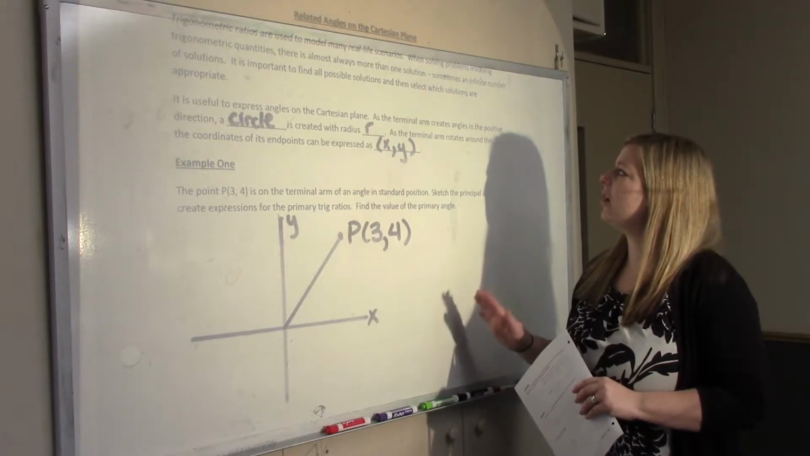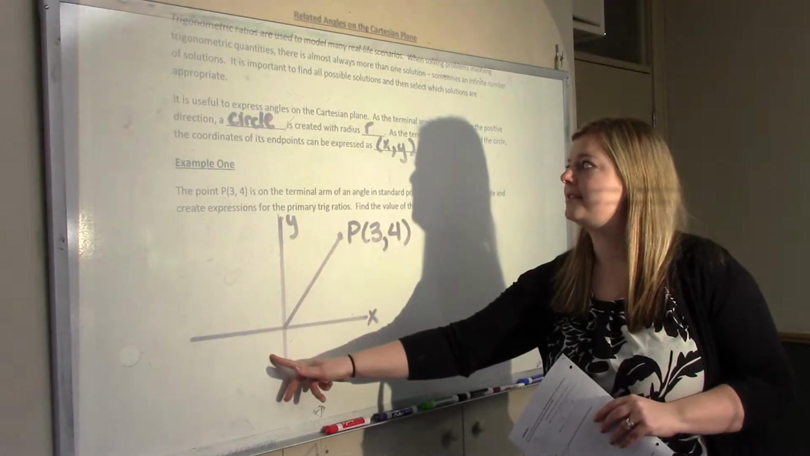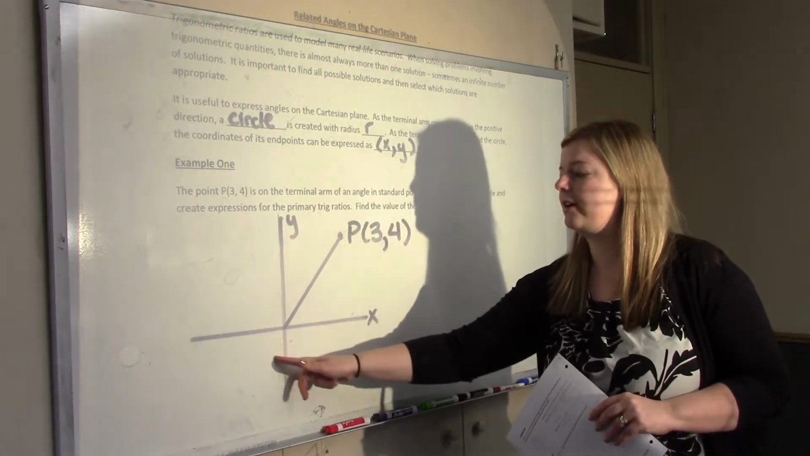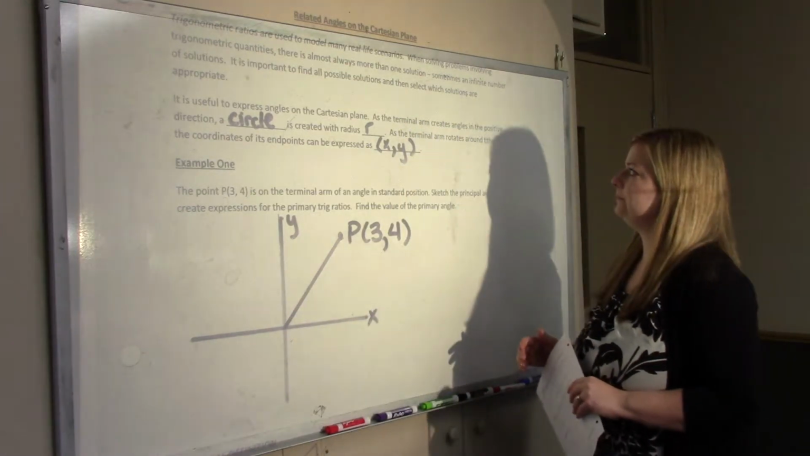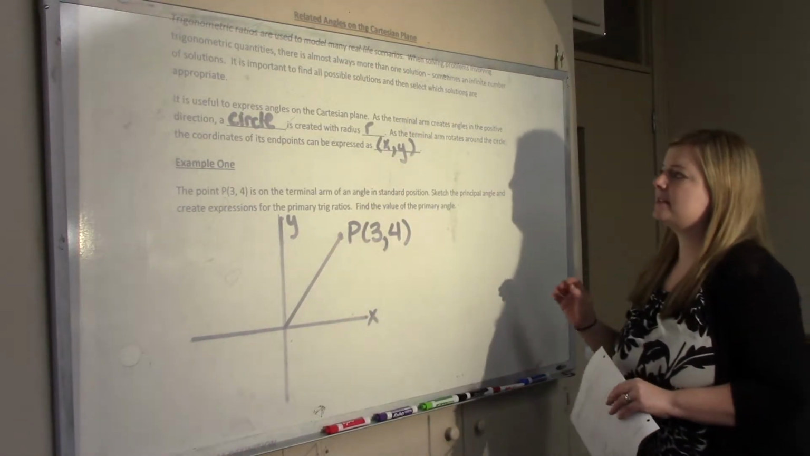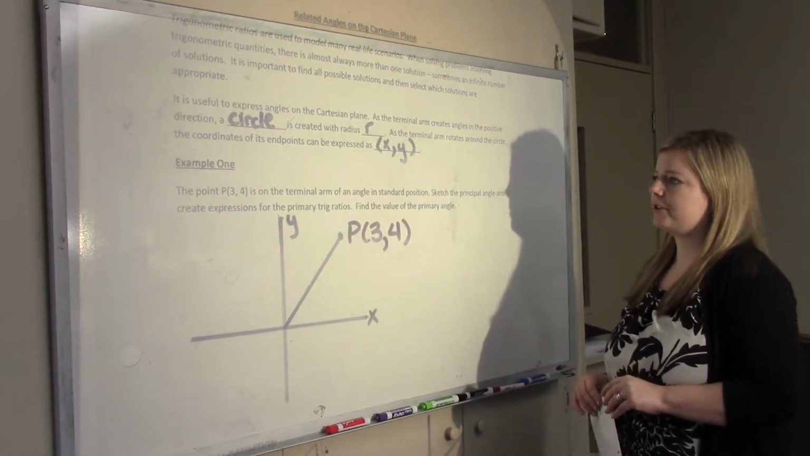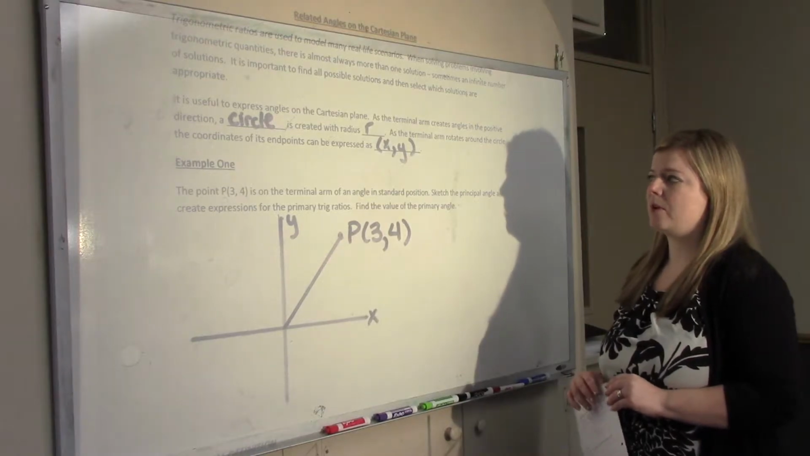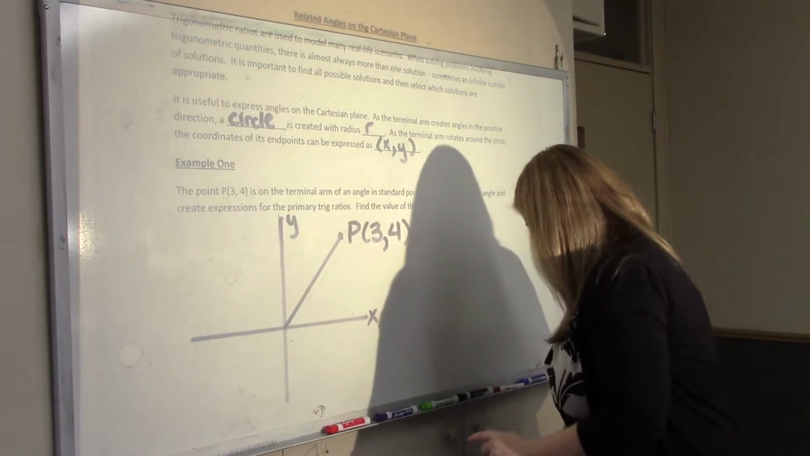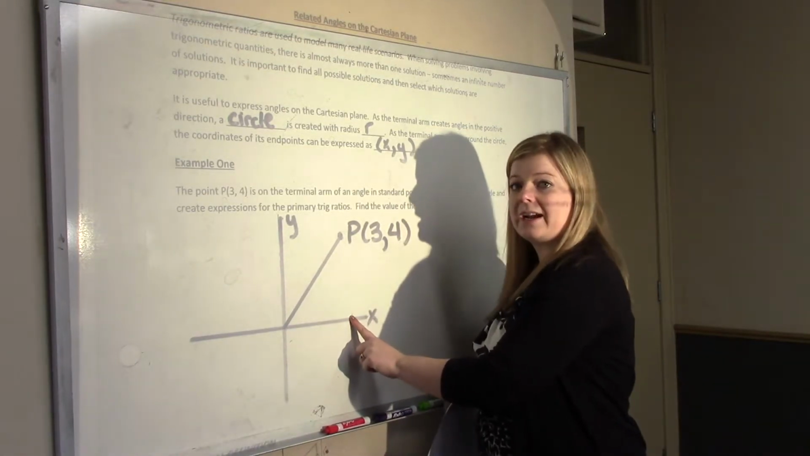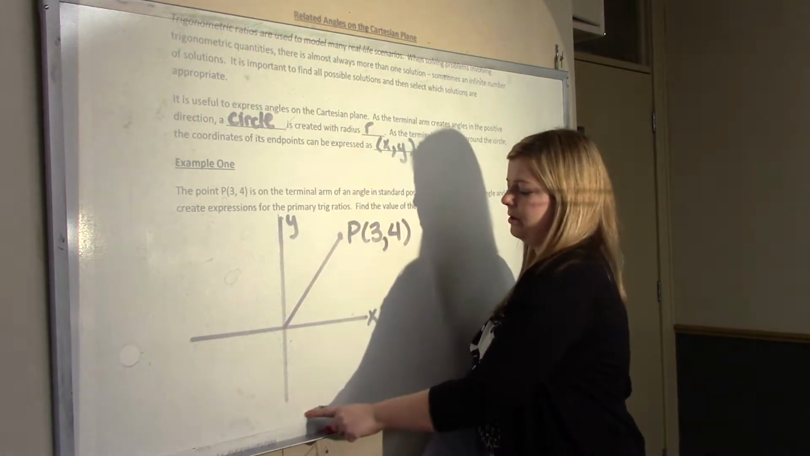It is useful to express angles on the Cartesian plane as the terminal arm creates angles in the positive direction. This way, a circle is created. So as you're going around like this, a circle is created by those angles. It has a radius that we'll label r. As the terminal arm rotates around the circle, the coordinates of its endpoint can be expressed as x, y. So as you take a point around the circle, any point x, y, the x and the y will change as you go around the circle.